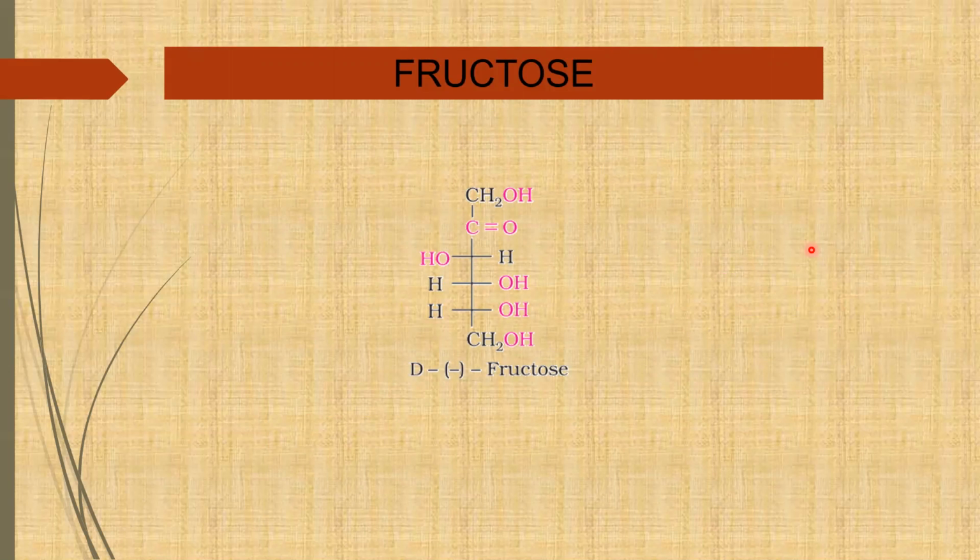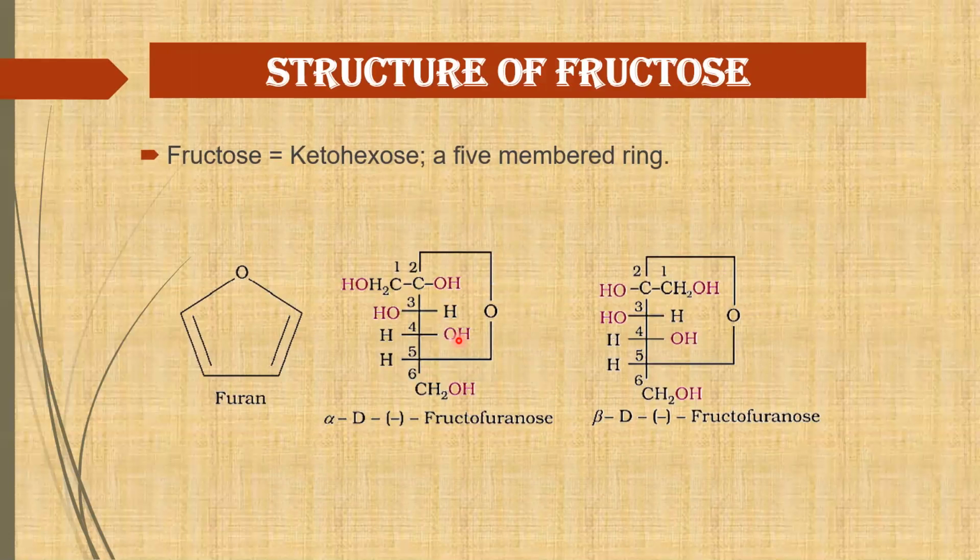Next comes fructose. Fructose is also known as ketohexose, because here you can see the carbonyl group is a keto group, and as it contains 6 carbon atoms, it is a hexose. So fructose is termed a ketohexose. Let's look into the structure of ketohexose. It is a 5-membered ring similar to furan. Hence, fructose is also known as fructofuranose. Again, furan is a heterocyclic compound.